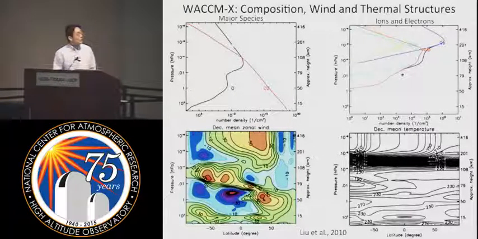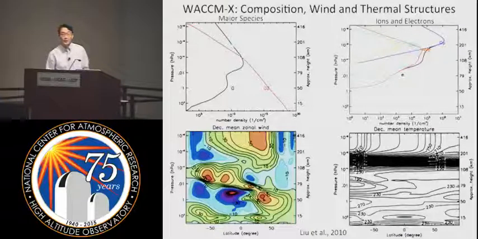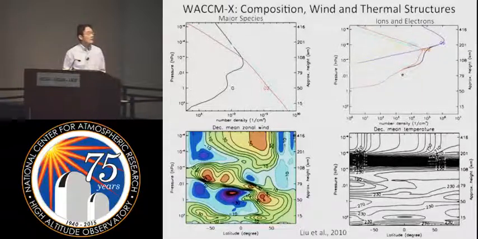And just to show you the compositional, thermal, and wind structures, this is a major species in the model. It's all resolved by itself, the O, O2, N2, from the ground to the upper thermosphere. And this is the global average, and this compares very well with our climatology and the global mean model.